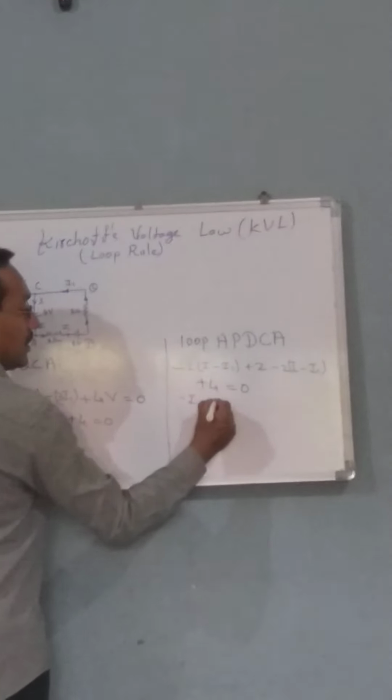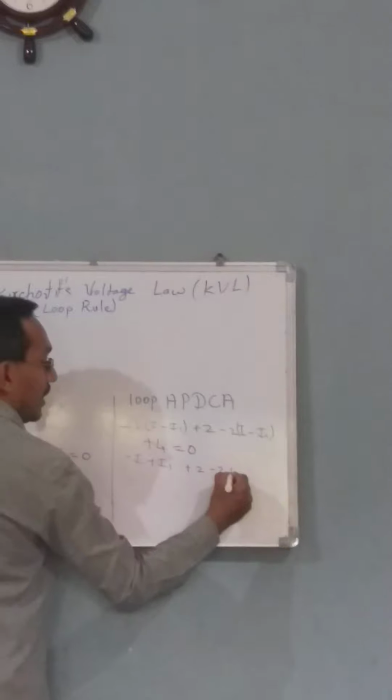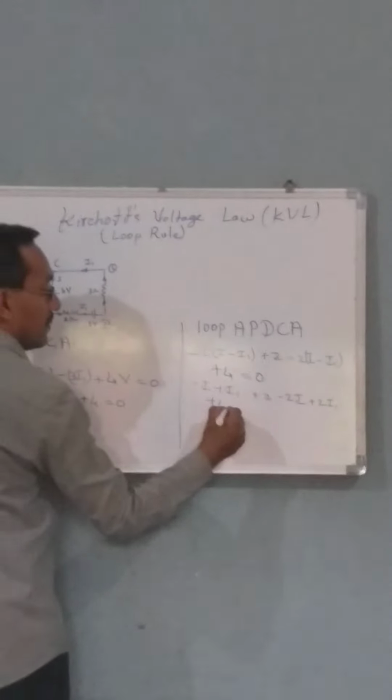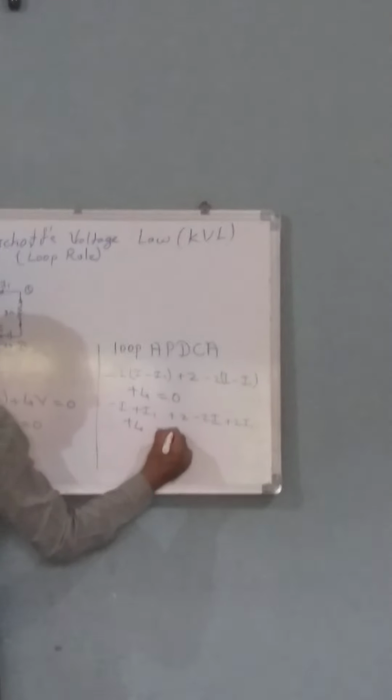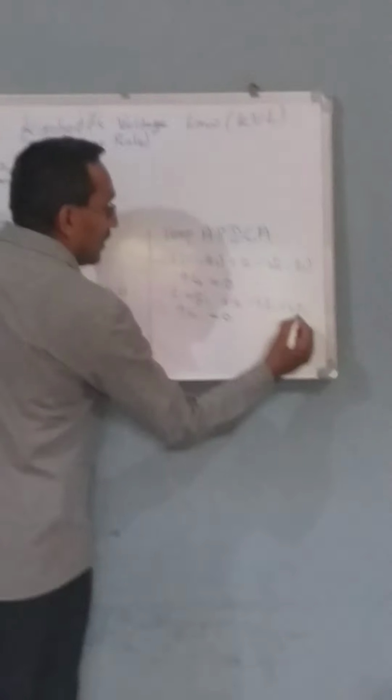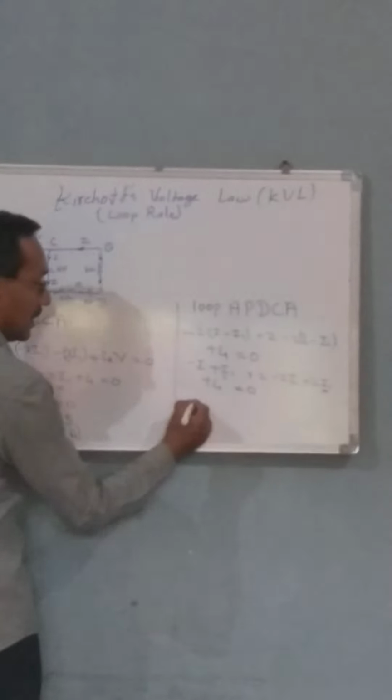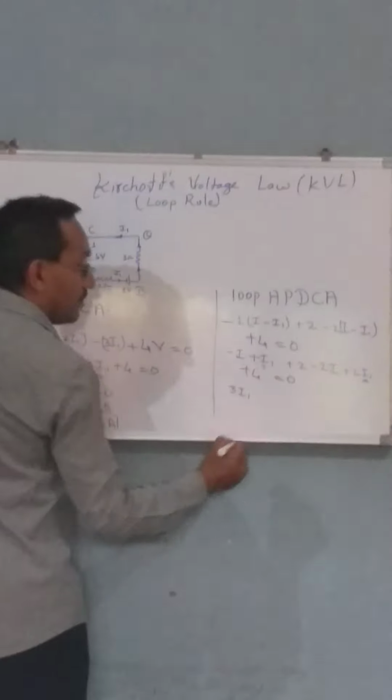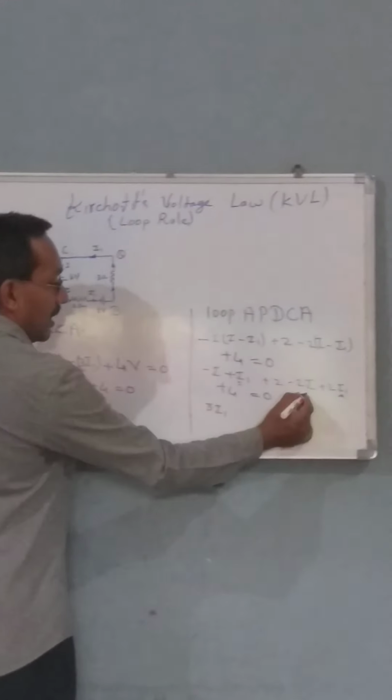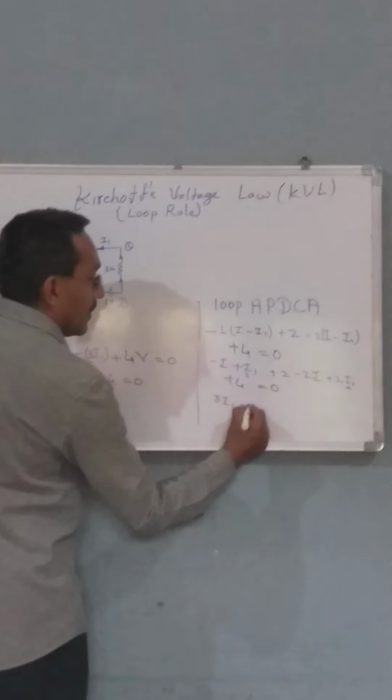Minus I plus I1 plus 2 minus 2I plus 2I1 plus 4 is equal to 0. Again, to be comfortable, here this is I1 and this is 2I1, so I1 plus 2I1 will be 3I1. Naturally, minus I minus 2I will be minus 3I. And 2 plus 4 is 6. So 3I1 minus 3I plus 6 is equal to 0.